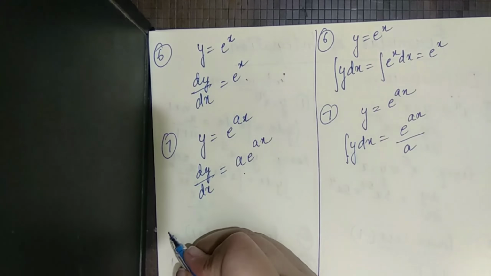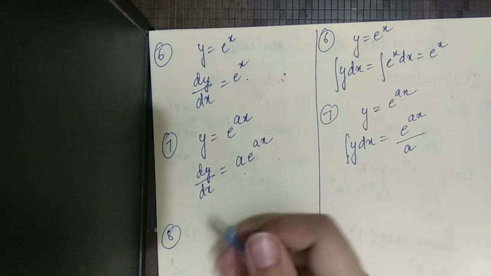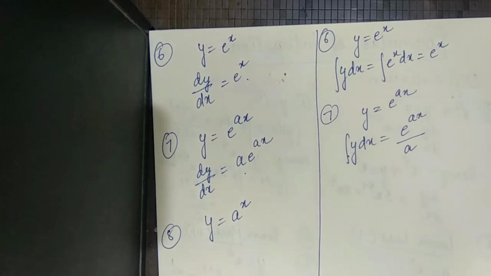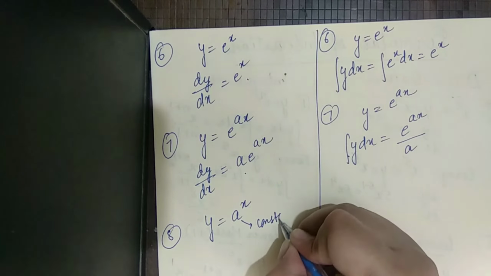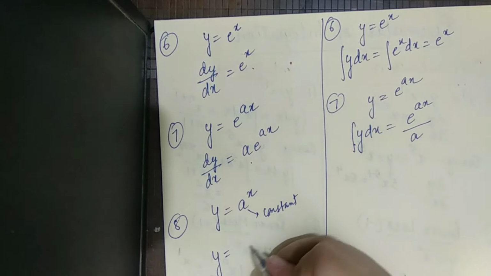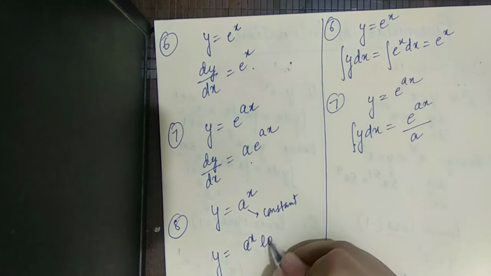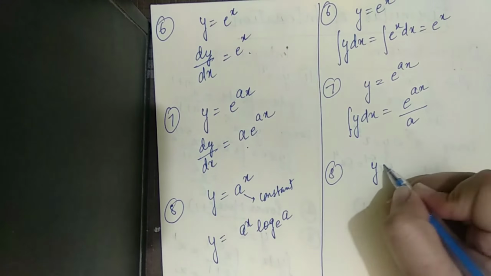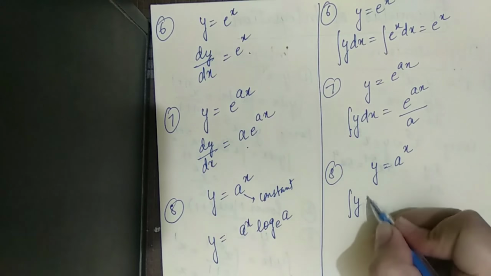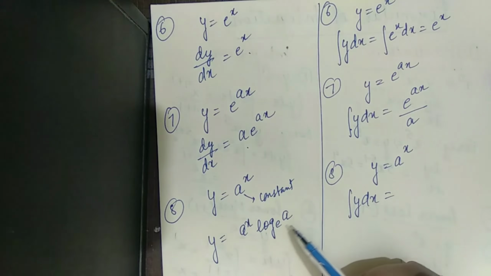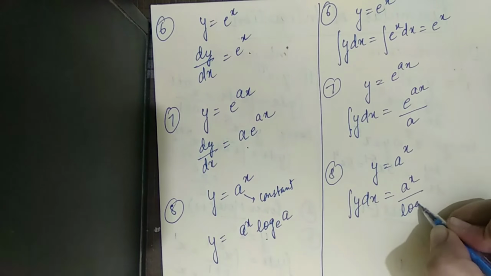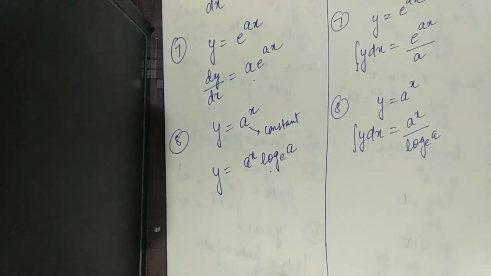So the next formula was y equals a raised to power x, that is, a constant raised to power x. Its differentiation was a raised to power x times log e a. So here the integration of a raised to power x will be a raised to power x divided by log e a. I told you that if we multiply here, then we have to divide it, and if we subtract here, we have to add here. Clear to you? Right. Okay.